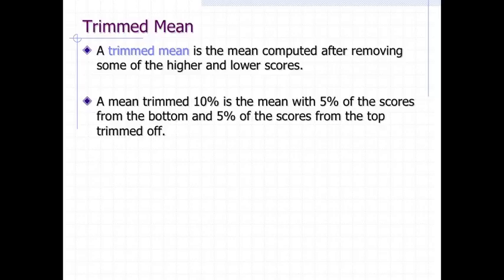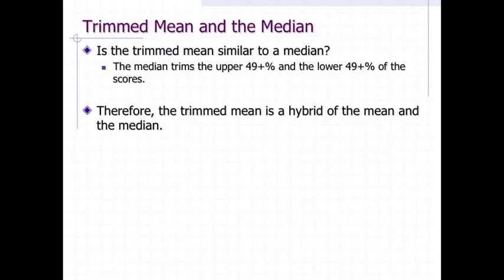Trimmed means are sometimes used to lessen the effects of individual scores. For example, the trimmed mean is used in Olympic diving. In a way, the trimmed mean is similar to the median, which in a sense trims the upper 49 plus percent and the lower 49 plus percent of the scores. As such, the trimmed mean is something of a hybrid of the mean and the median.